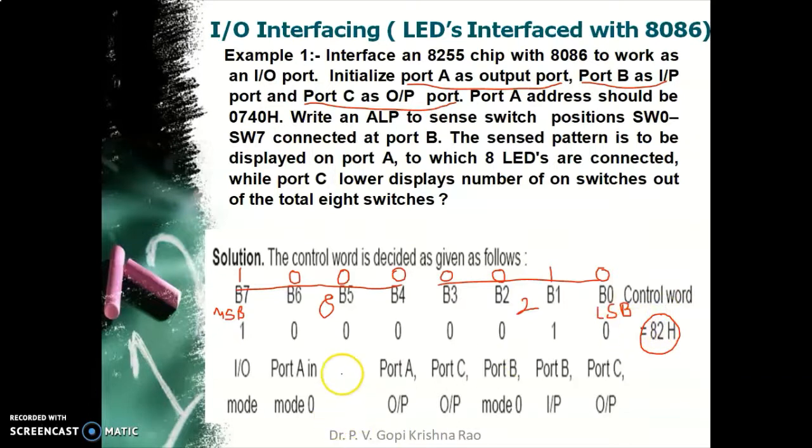So when we do this, we are operating port A in mode 0 as output, port C in mode 0 as output, port B in mode 0 as input. This is the primary part that we have to remember. And also remember, the address of port A should be 0740.